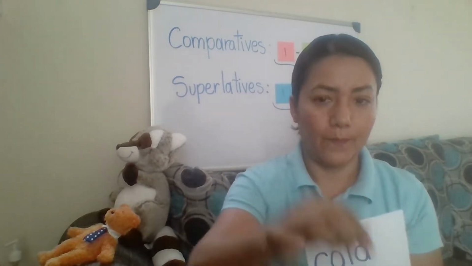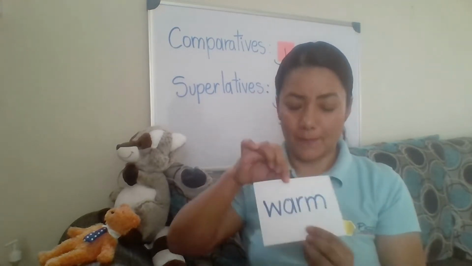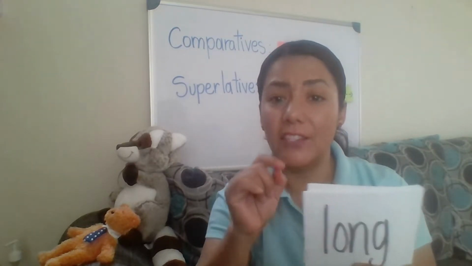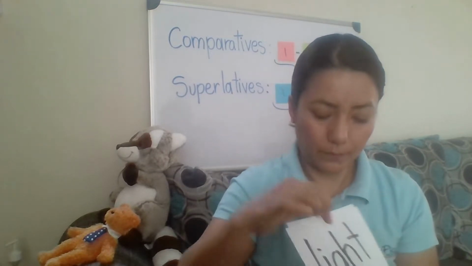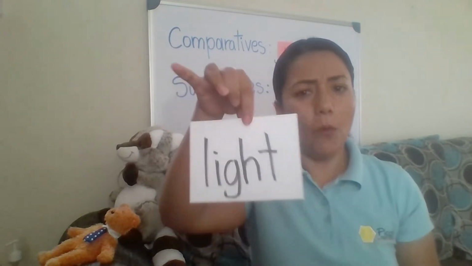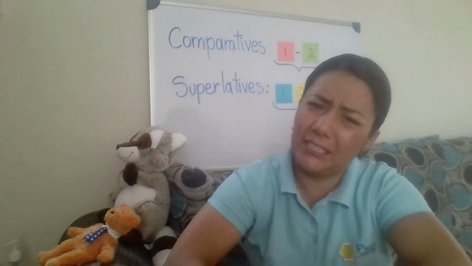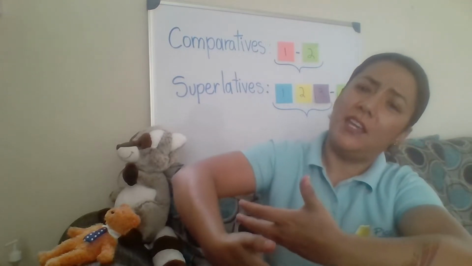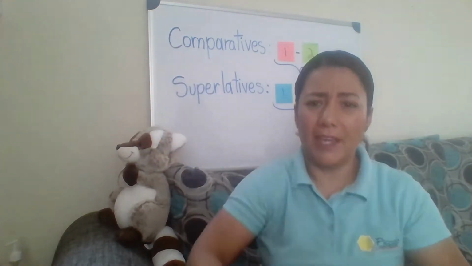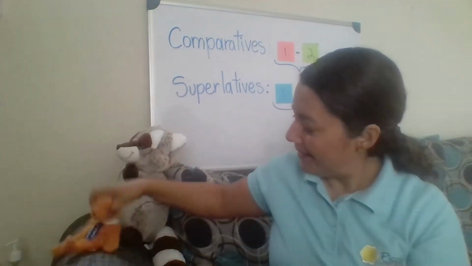Large, cold, soft, warm. More adjectives. Long, light. I know you're asking yourself, what is light? Okay. If you pick up an elephant, the elephant is heavy. But if you pick up my toy, it's light. Heavy. Light. Okay? Good.